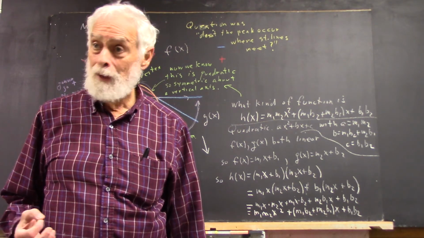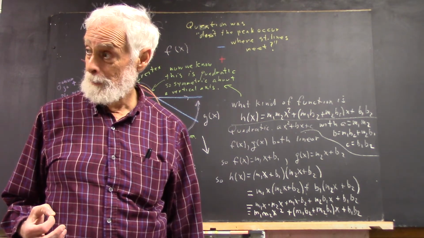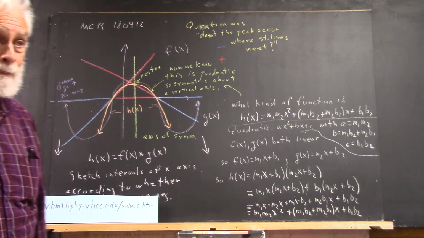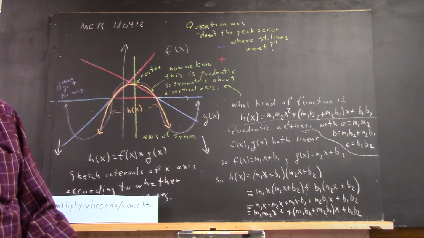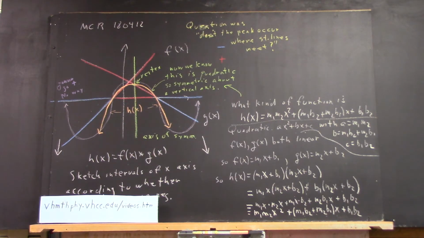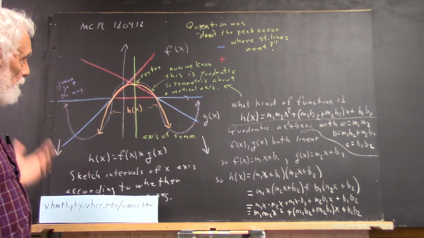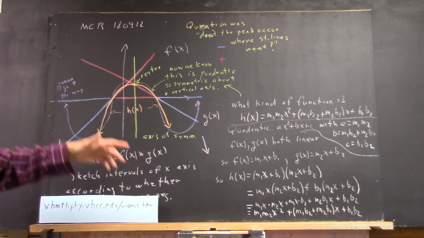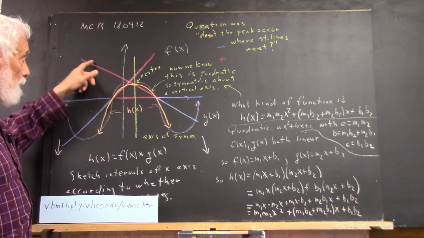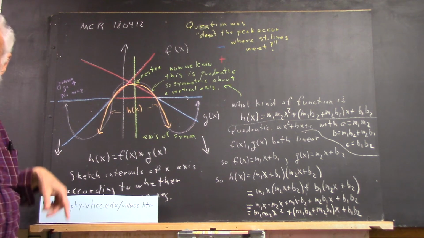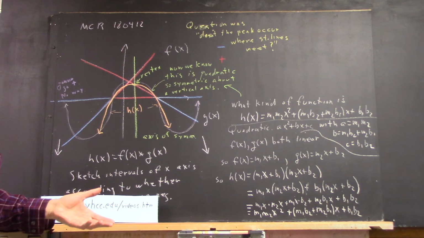Okay? Now, where is the axis of symmetry? Right in the middle of the graph, right? It's the axis that splits the graph in two equal halves. So it's going to look like this. Now, exactly where is that in terms of the characteristics of the f of x and g of x functions? Where do you find the axis of symmetry?